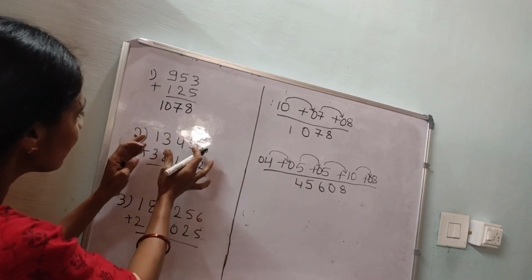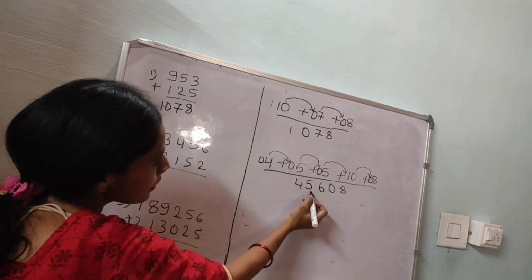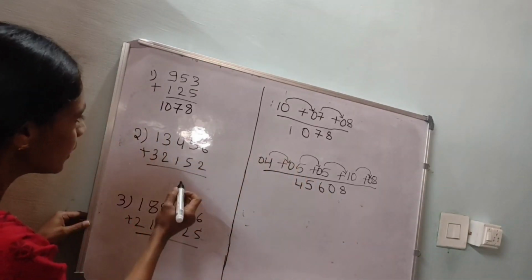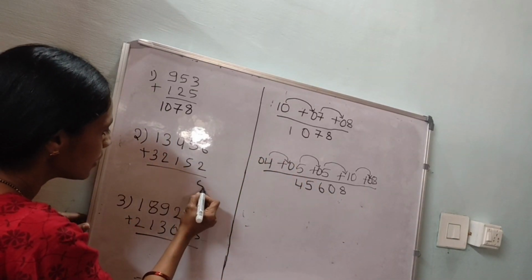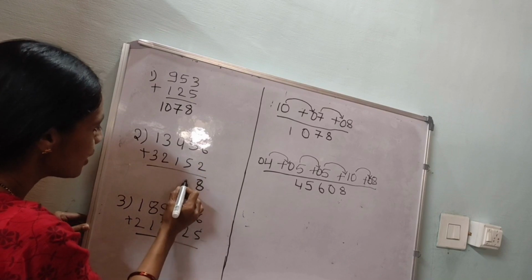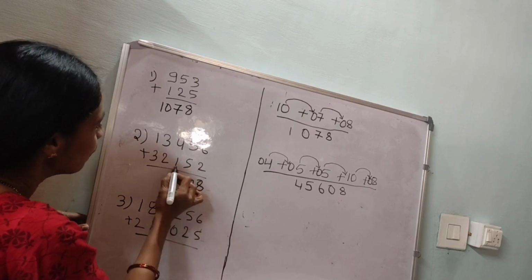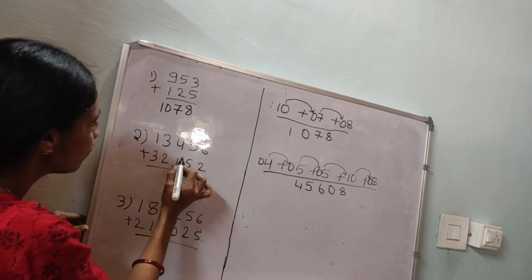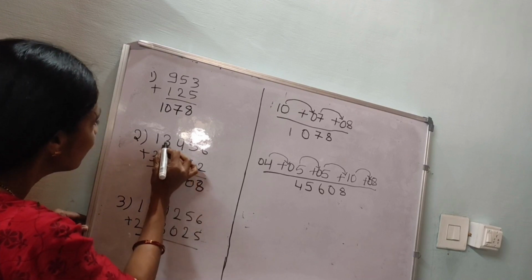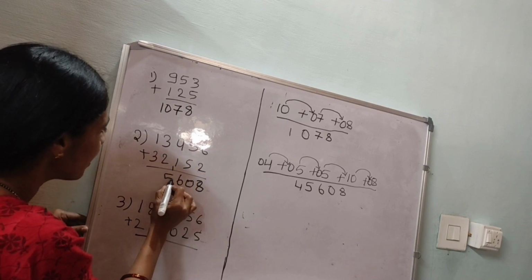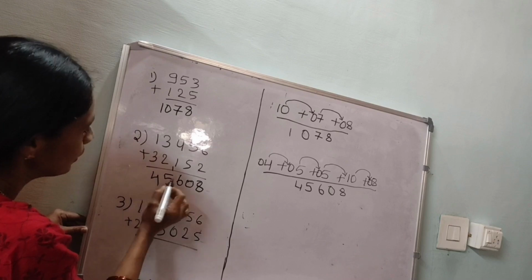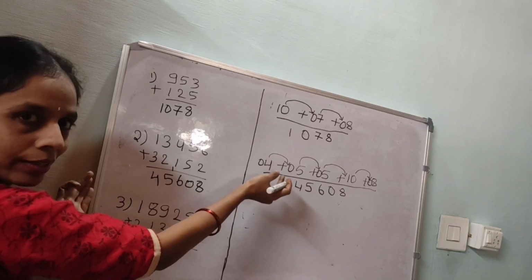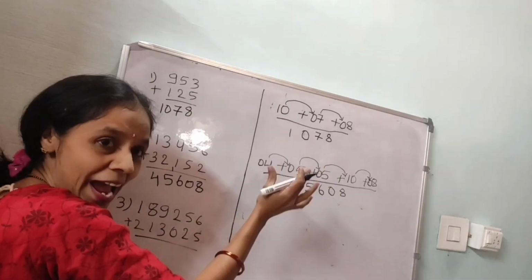So the addition of these two numbers is 45,608. Check it. 6 plus 2 is 8. 5 plus 5 is 10, 0, 1 is carry. 4 plus 1 is 5. 5 plus 1 is 6. 3 plus 2 is 5. 3 plus 1 is 4. Both are equal. This time we add easily.